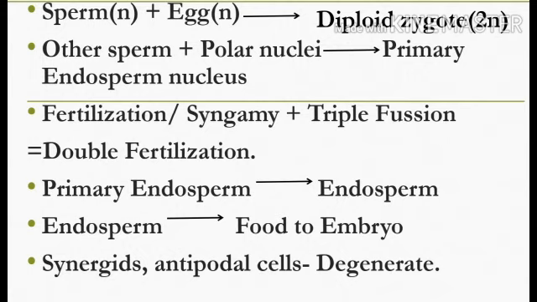After this fertilization, the primary endosperm nucleus will develop into the endosperm. Endosperm is the material which is present inside the seed. For example, in coconut, we can say that the white part and the liquid are the endosperm. This endosperm will provide food to the embryo. And after this, the synergids and the antipodal cells will start to degenerate. So these are all the things which will happen when the sperm enter inside the embryo sac.